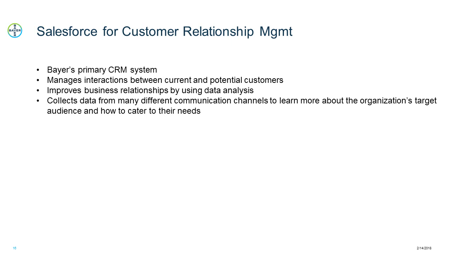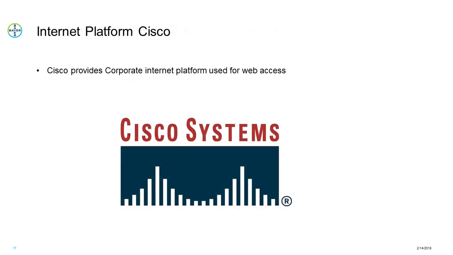So, talked about it earlier, but Salesforce is our large customer relationship management system. It's Bayer's primary CRM system. It basically manages the interactions between current and potential customers and improves our business relationships by using data analytics. And it collects data from many different communication channels to learn more about the organization's target audience and how to cater to their needs. As far as our internet platform, we utilize Cisco, and it helps us utilize our internet platform used for web access.